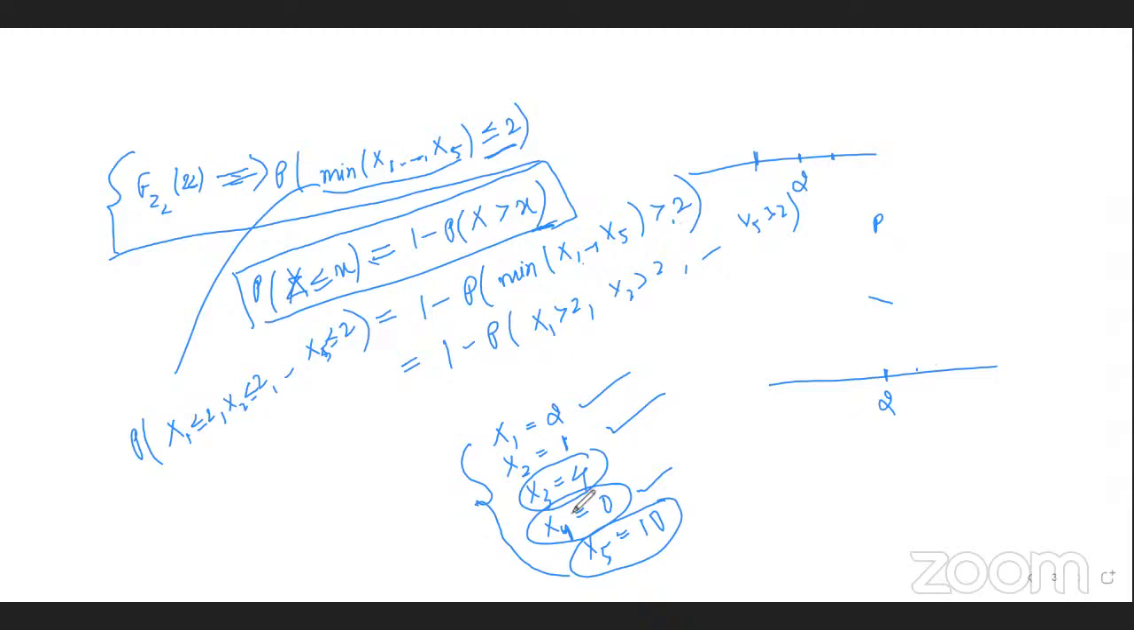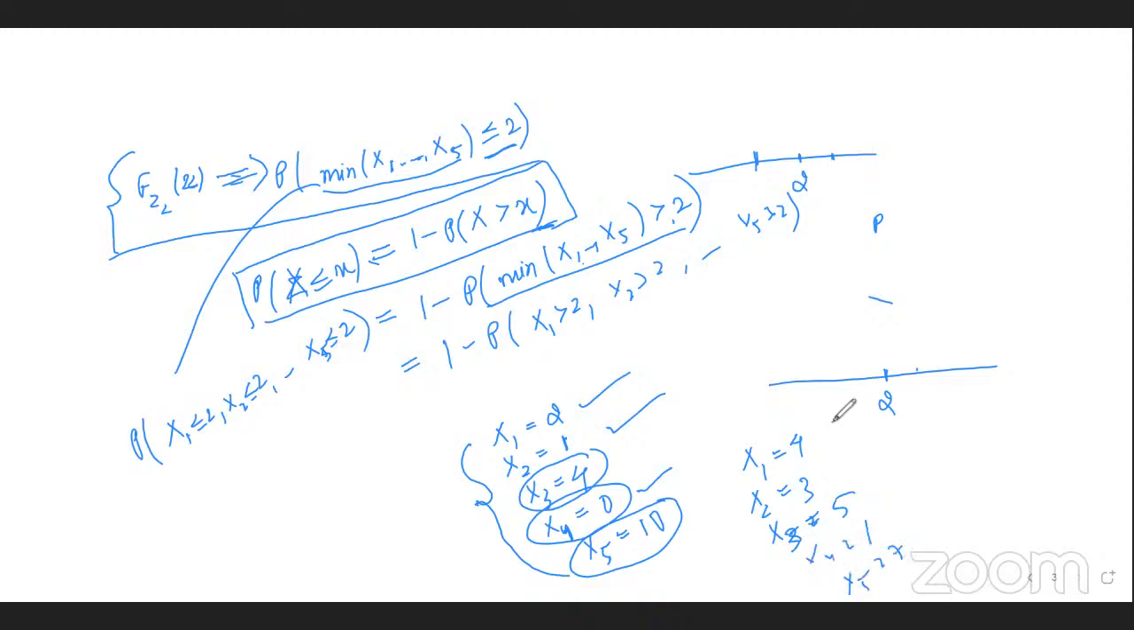Let's take some different example now. This will not be valid here. So I'm saying the minimum is greater than 2. Let's say X2 is the minimum and it is taking the value 3, X1 is taking the value 4, X3 is taking the value 5, X4 is taking the value 6, and X5 is taking the value 7.